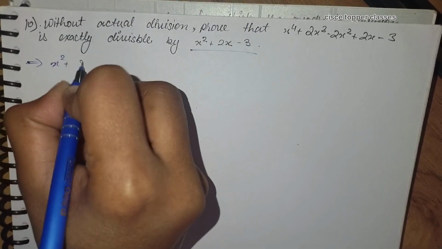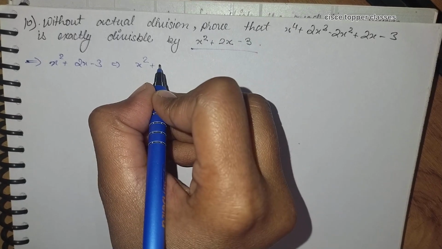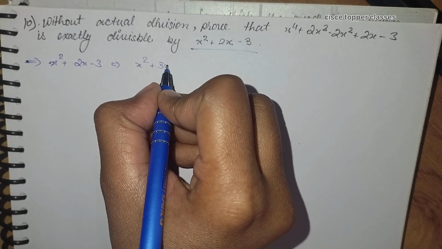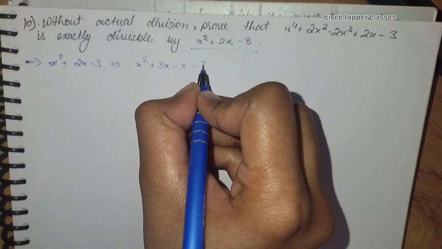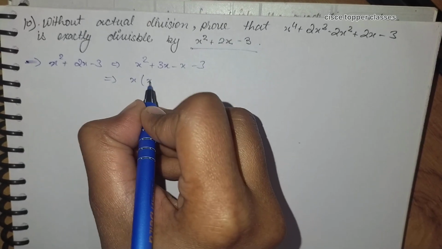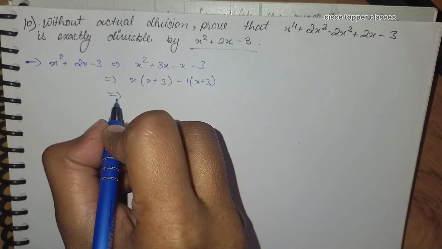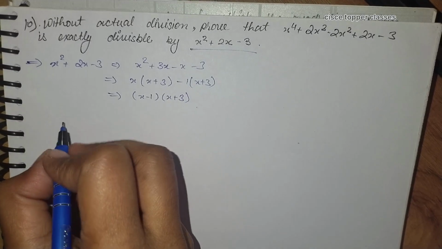So factorizing this equation, firstly we can write it as x square plus 3x, or we can write 2x only, 3x minus x we can write, so minus 3. Taking x as common, it will become x plus 3, and minus 1 as common, x plus 3, from where we can write x minus 1 into x plus 3 is the factors of this equation.